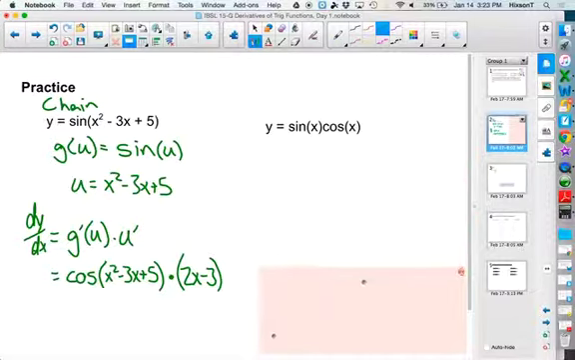Now, here we have y equals sine cosine. Is this a separate problem? Yep.